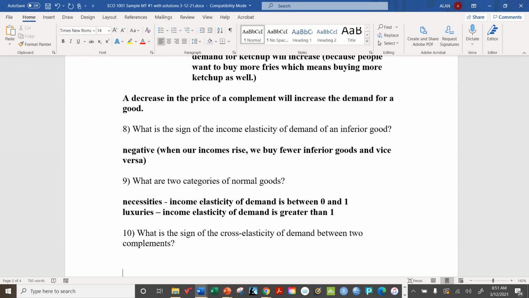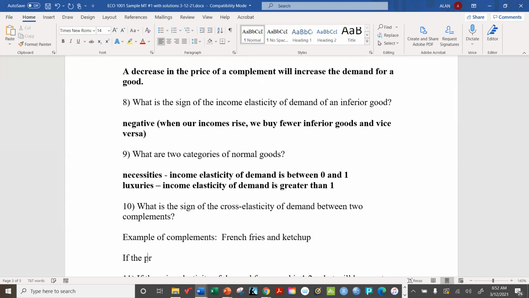Now, how about this one? Again, this one can be potentially very confusing. Sign of the cross elasticity of demand between 2 complements. Okay, so once again, let's use French fries and ketchup. So just to make sure that you don't make a mistake, so therefore, if the price of fries rises, the demand for ketchup will fall. Okay, so therefore, the cross elasticity of demand is negative.